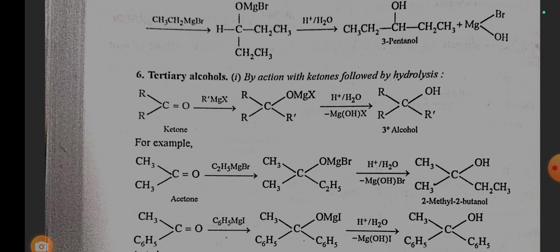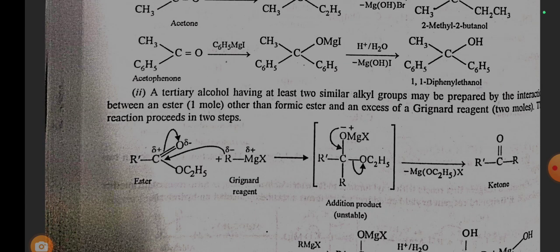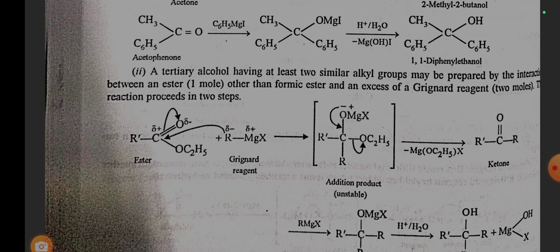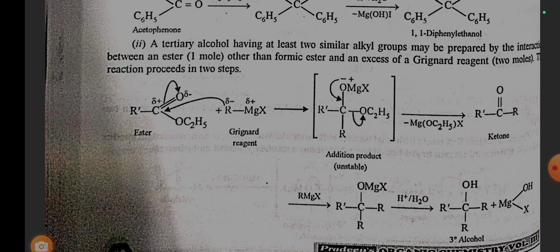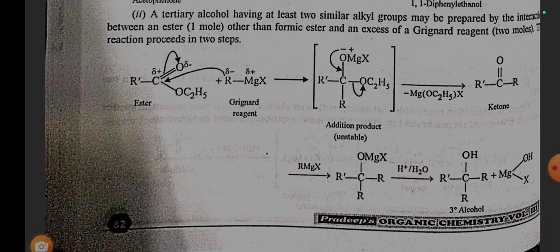6. Tertiary alcohols. 1. By reaction with ketones followed by hydrolysis. Ketones on reaction with RMgX give a product which on hydrolysis gives a 3-degree alcohol. 2. A tertiary alcohol having at least two similar alkyl groups may be prepared by the interaction between an ester other than formic ester and an excess of Grignard reagent. The reaction proceeds in two steps. Ester plus Grignard reagent gives addition products which give ketones, and each on reaction with RMgX gives another addition product which on hydrolysis gives a 3rd-degree alcohol plus Mg(OH)X.